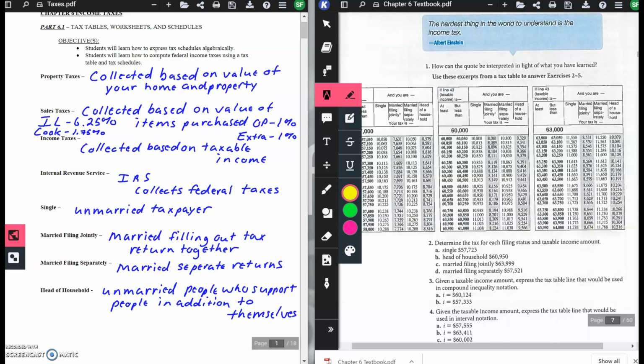So if you need to pause the video to write those down, go ahead and then just resume it when you move on. Okay.